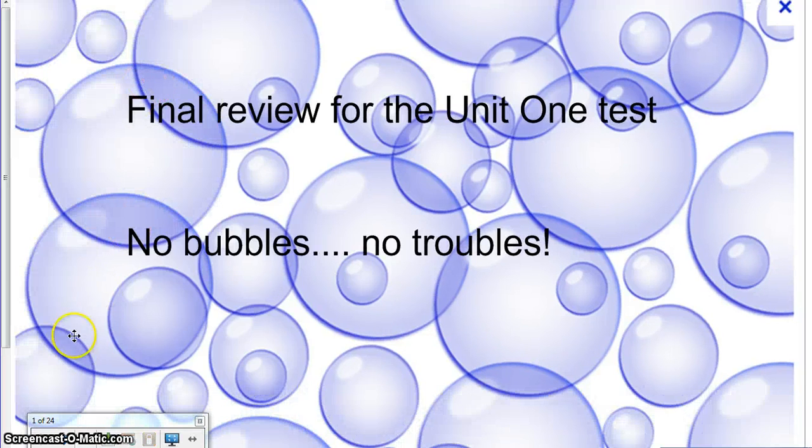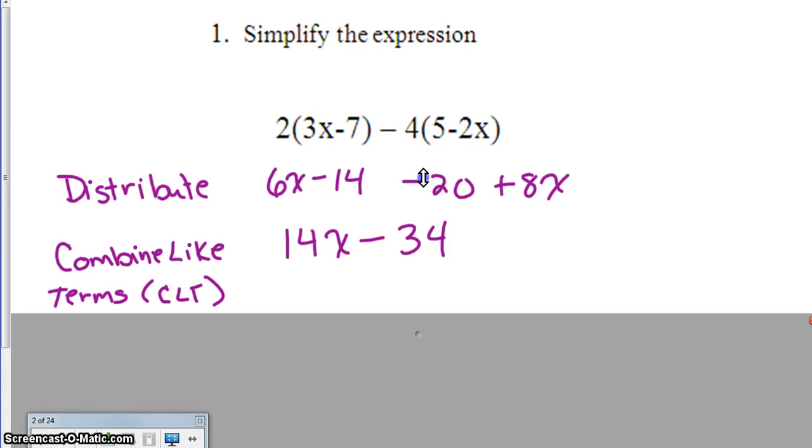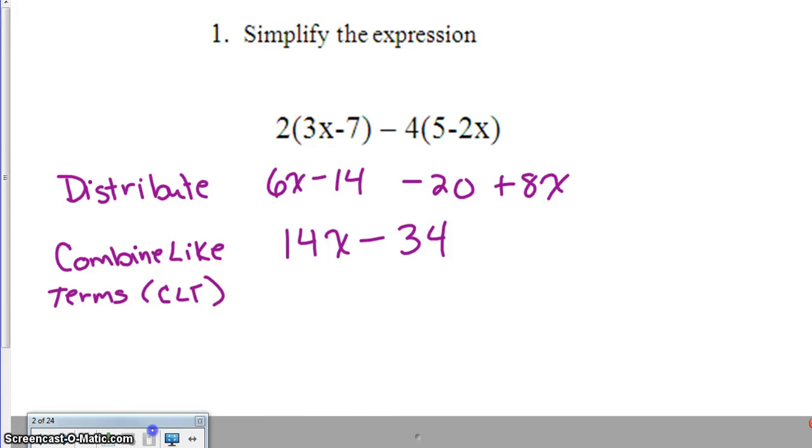What you're going to do is go to the next screen and do the work, then pause the video, and then look for the answer. Don't forget to combine like terms.